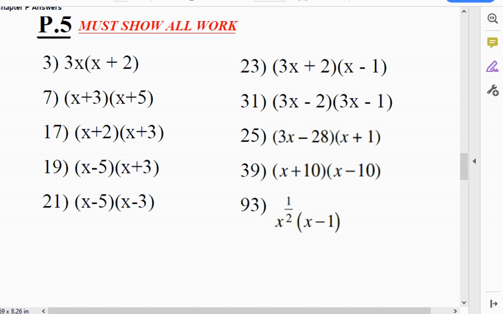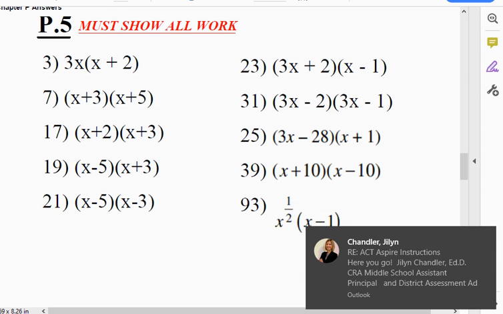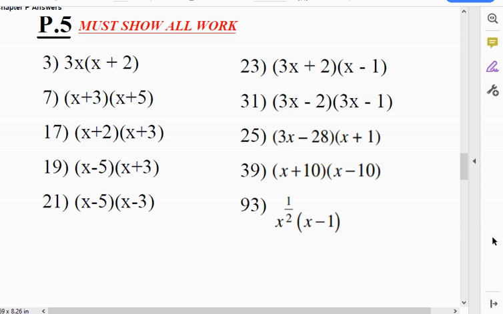So in P.5, question 3 was 3x times a quantity x plus 2. 7 was x plus 3 times x plus 5. 17, x plus 2 times x plus 3. 19, x minus 5 times x plus 3. 21, x minus 5 times x minus 3. 23, 3x plus 2 times x minus 1. 31, 3x minus 2 times 3x minus 1. 25, 3x minus 28 times x plus 1. 39, x plus 10 times x minus 10. 93, x to the 1/2 times the quantity x minus 1. So there are your answers to P.5.